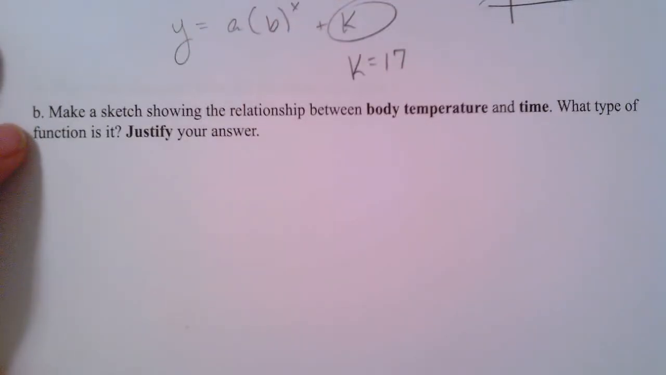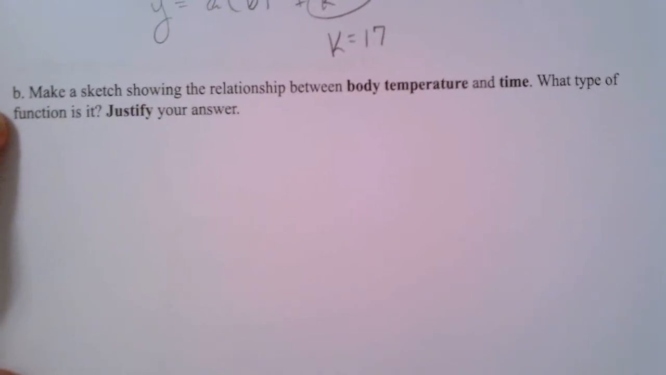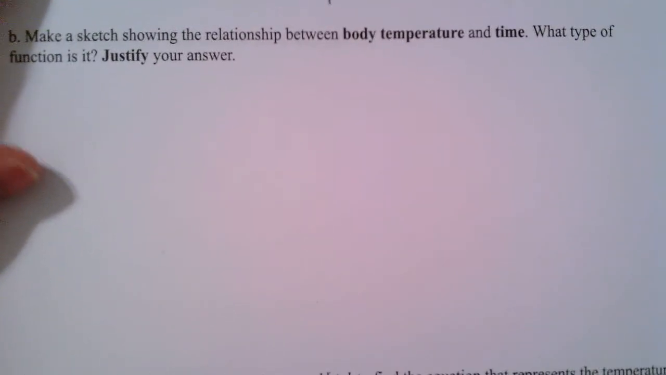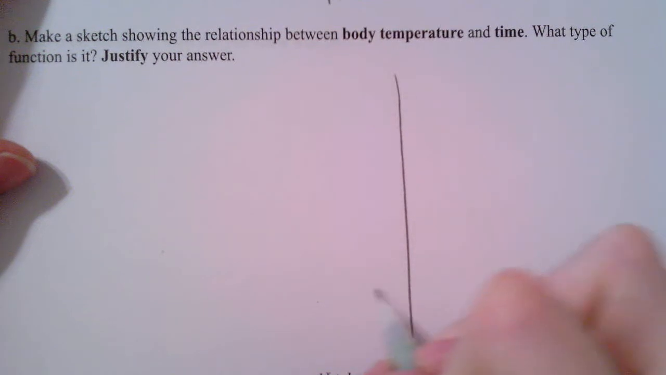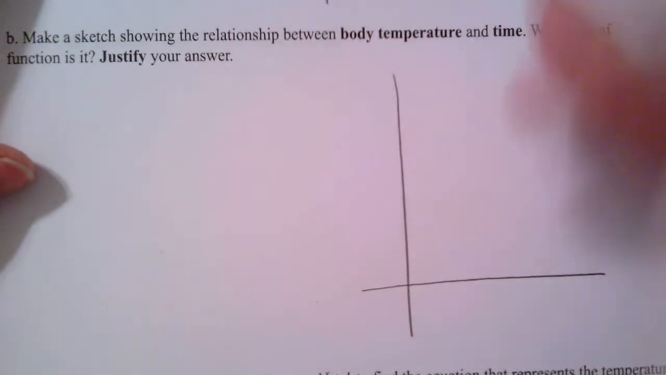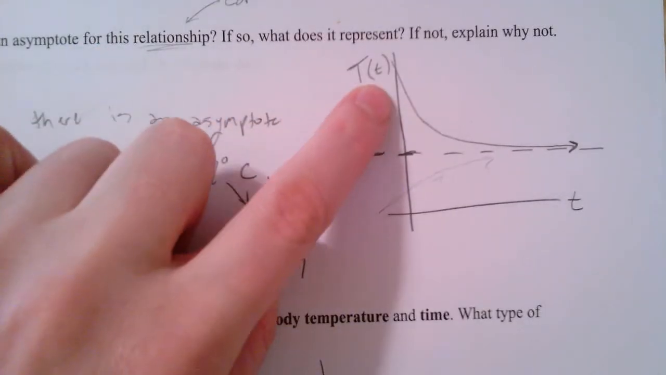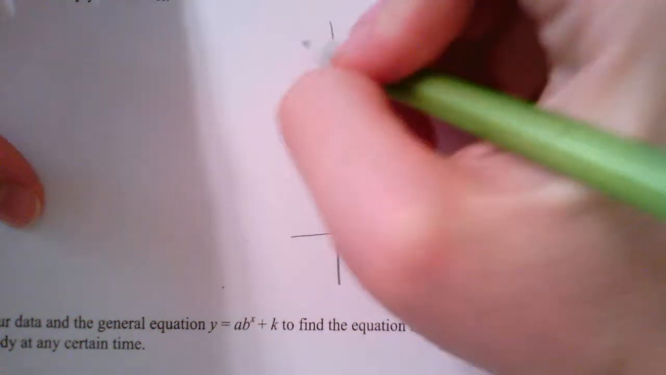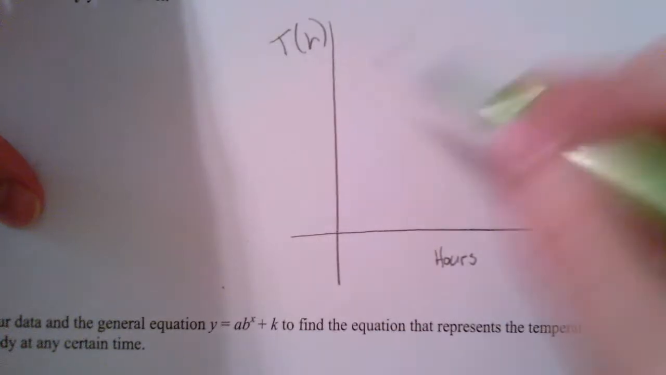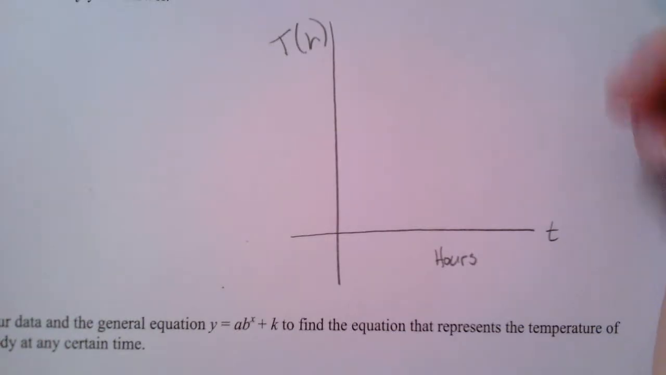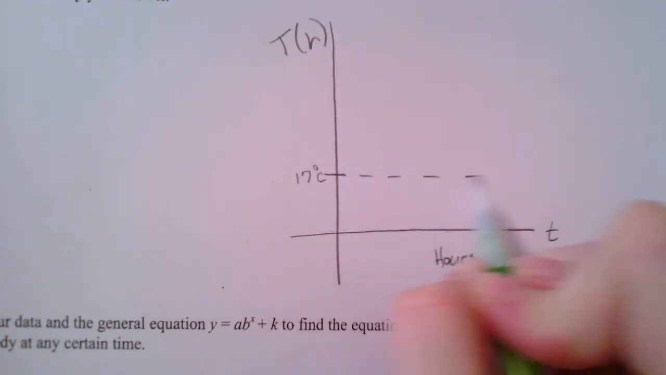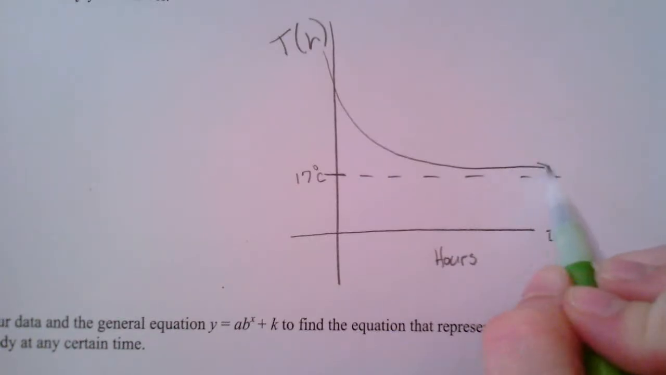All right, now it says make a sketch showing the relationship between the body temperature and time. What type of function is it, and justify your answer. So essentially, like we talked about already, and we might want to be a little bit more specific, using T for temperature and little t for time might be a little bit confusing. So maybe we want to say that our time is represented in hours, and so we could say the temperature of the body after some amount of hours. So T for temperature and H for hours, something like that. And it's not going to look a whole lot different than what we had just done before. So 17 degrees Celsius is our asymptote, and then it's cooling something like this.